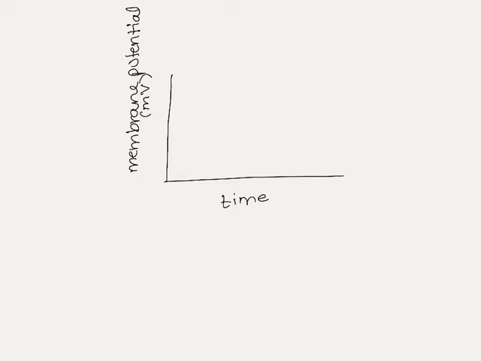So let me start by putting that in. I'm going to pick a different color just so it's not as distracting, I guess. Okay. So right here is going to be 0 millivolts. So in resting potential, we've got a very, very negative charge on the inside of the cell.